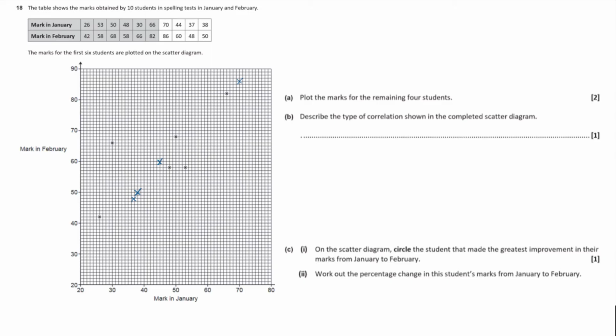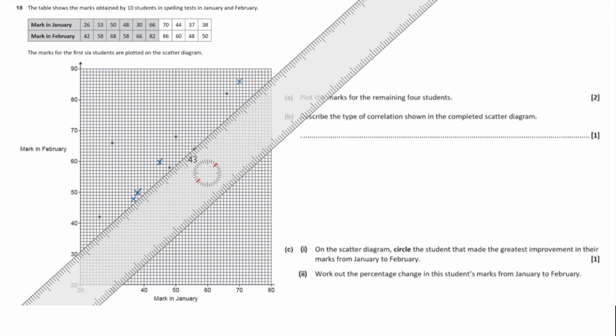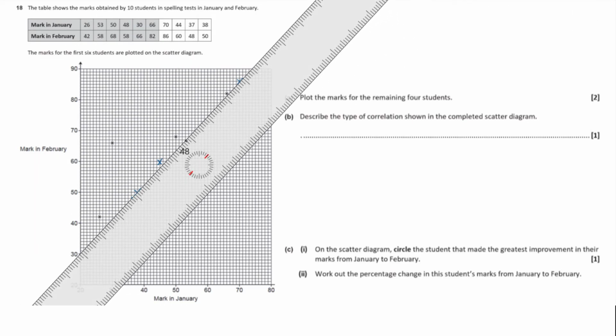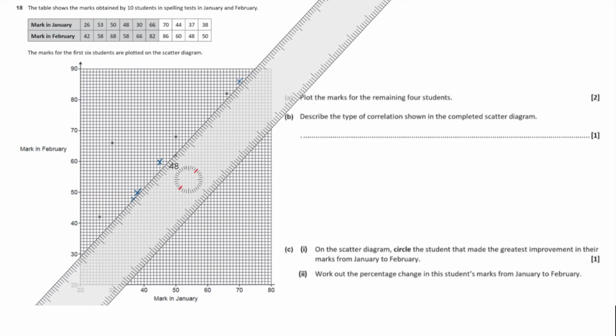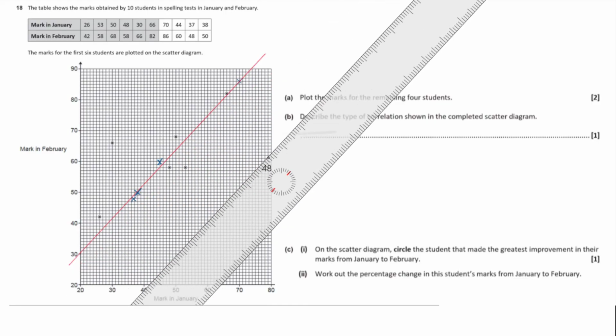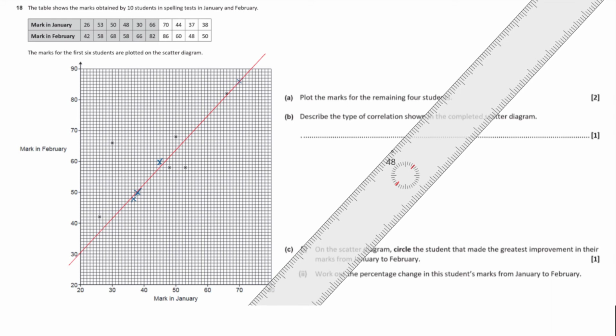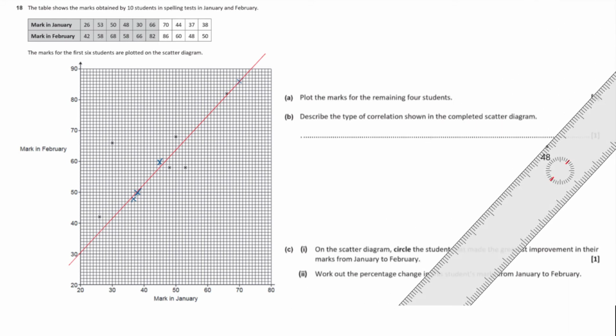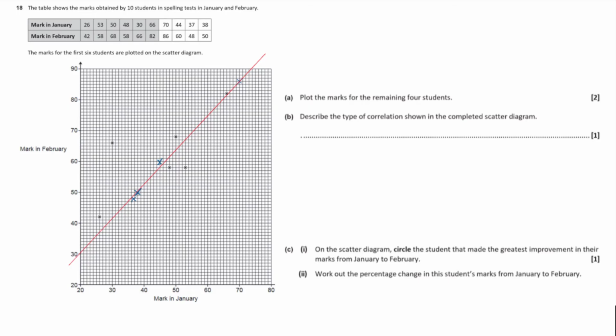Describe the type of correlation shown in the completed scatter diagram. Well, you could see that all of the points are pretty much in a straight line running up the middle, bar one that's a little bit off to the side. Okay, so if I was going to draw a line of best fit through this, I would be drawing a line something like that through them. Can you see? That's going through most of my points. And that's clearly going in an upward direction. So we call a line sloping upwards from left to right positive correlation. So as one increases, so does the other.